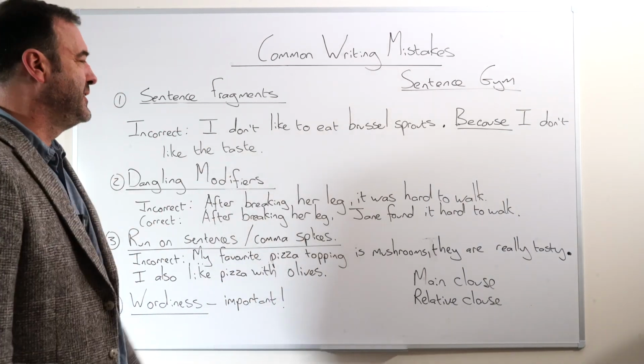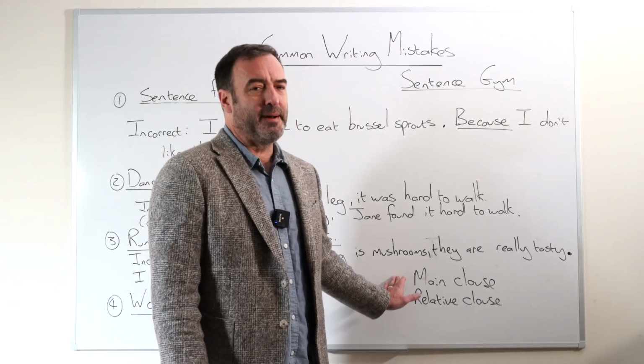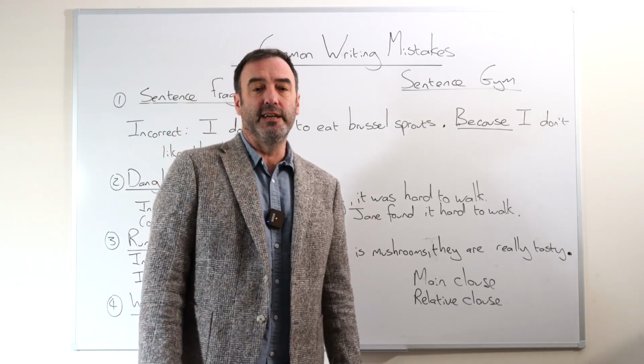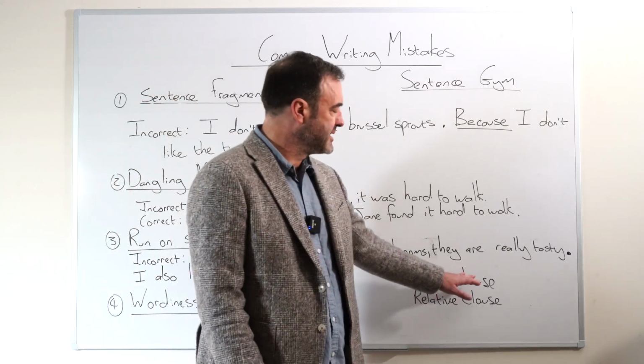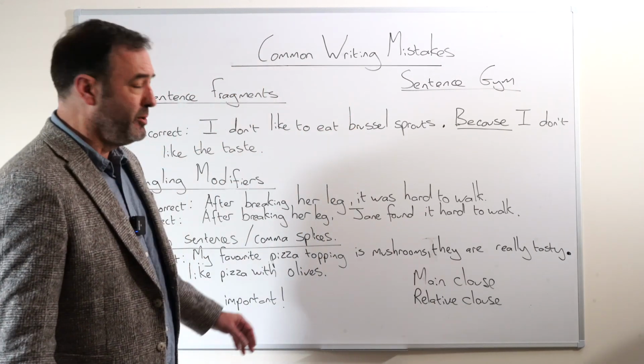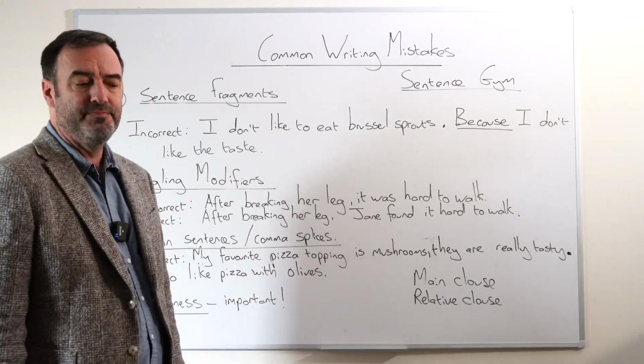So these are just a few issues. But what I would do is I would definitely revert back to my video called Sentence Gym. Have a look at that and look at what makes the main clause and relative clause. You will realise very quickly that it will actually clear up most of these problems here.